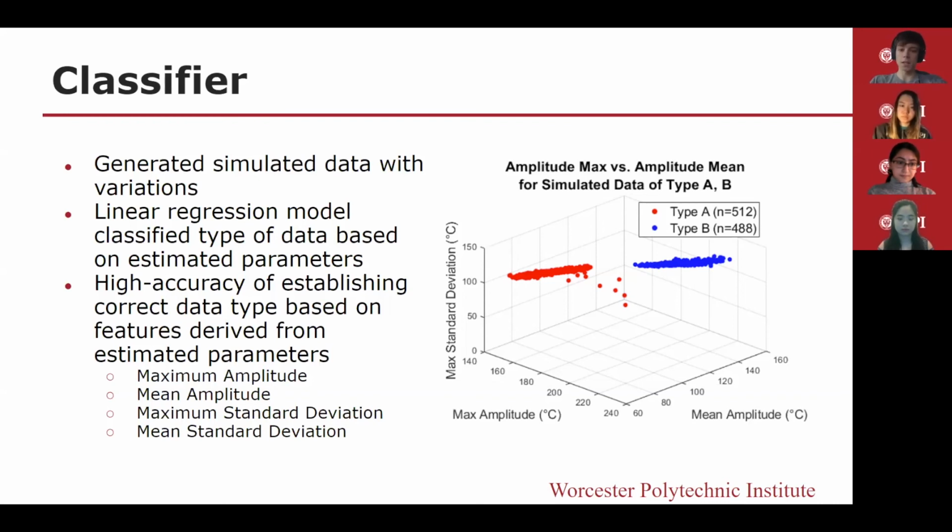The idea behind classifying the tissue is to bring this information forward to the surgeon to better determine whether the tissue is successfully treated based on its thermal response. You can see two different types of generated parameters in the figure on the right, and two separate clusters, which allows us to classify between them using a linear model.